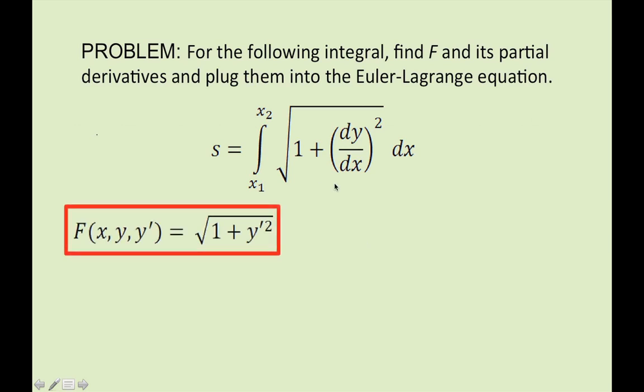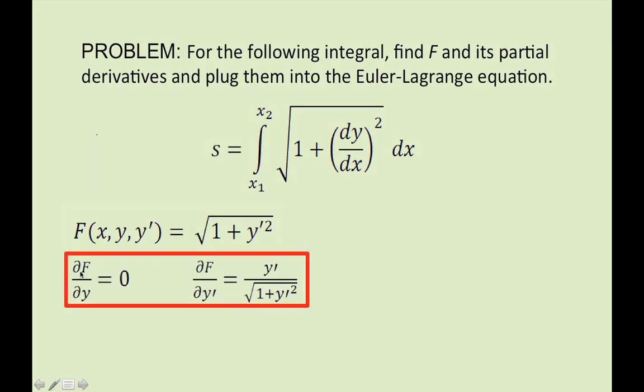The function f should just be this term inside of the integral. To save space, let's write dy dx as y prime. In this function, there are not any terms with y, only terms with y prime. So the partial of f with respect to y is 0. The partial of f with respect to y prime is just going to be y prime over the square root of 1 plus y prime squared.